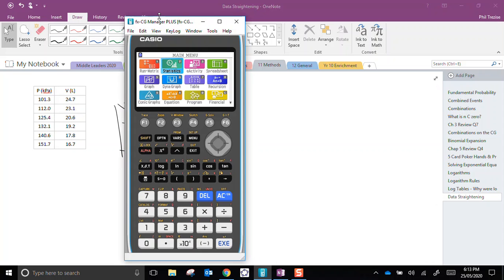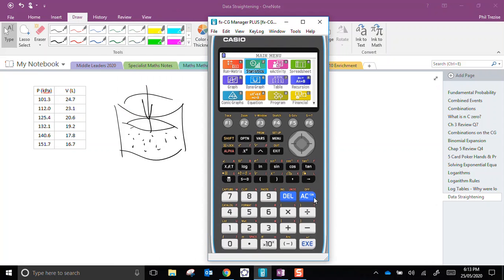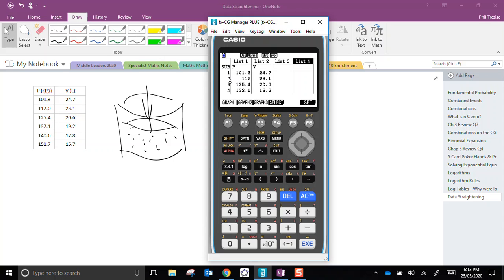So like last time, we will use the Stats app on our graphing calculator. Now to save time, I've already entered the pressure in list number 1 and the volume in list number 2. As last time, if we check the settings, the first graph is a scatter plot using pressure in list 1 and then volume in list 2. Let's have a quick look at the raw data. Now that does look slightly curved to me. We could probably put a straight line there.